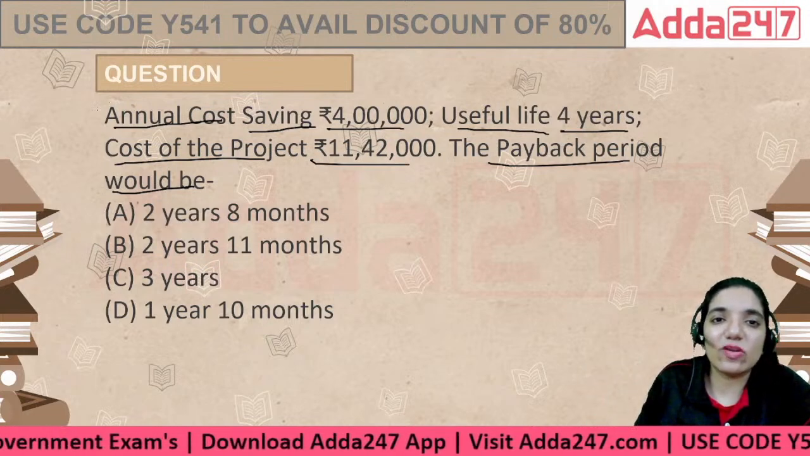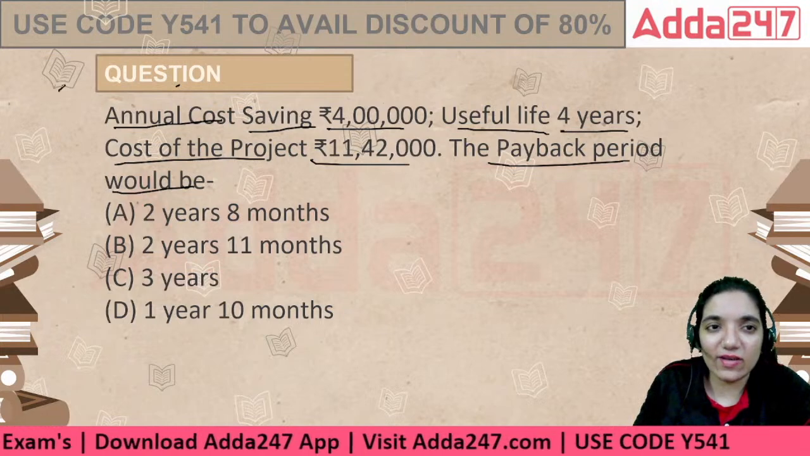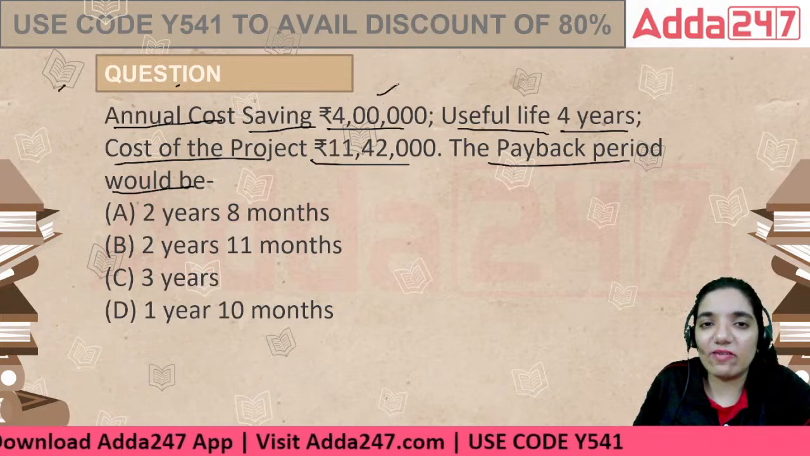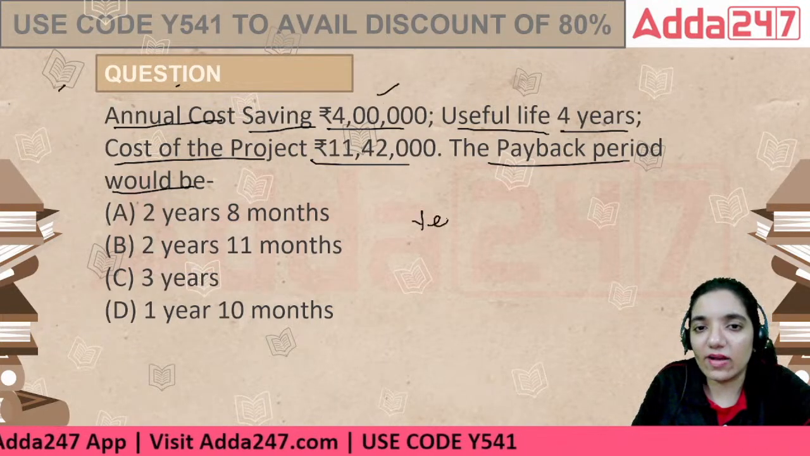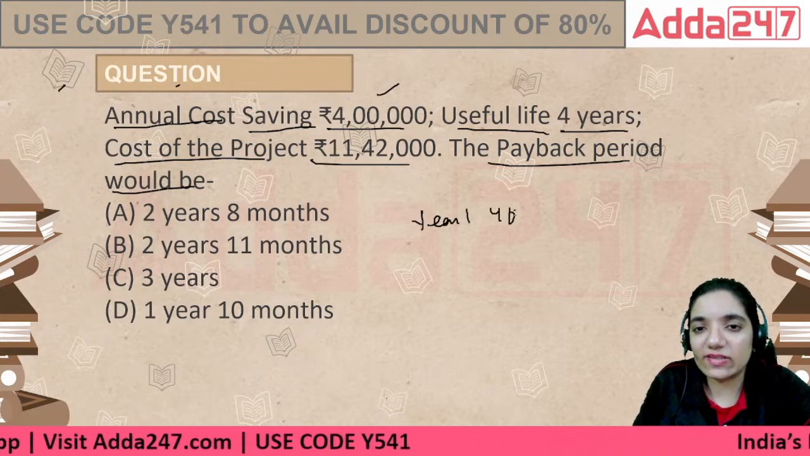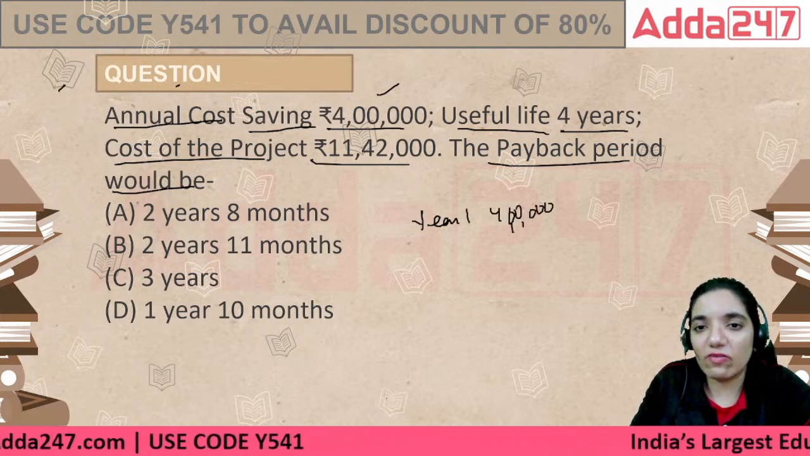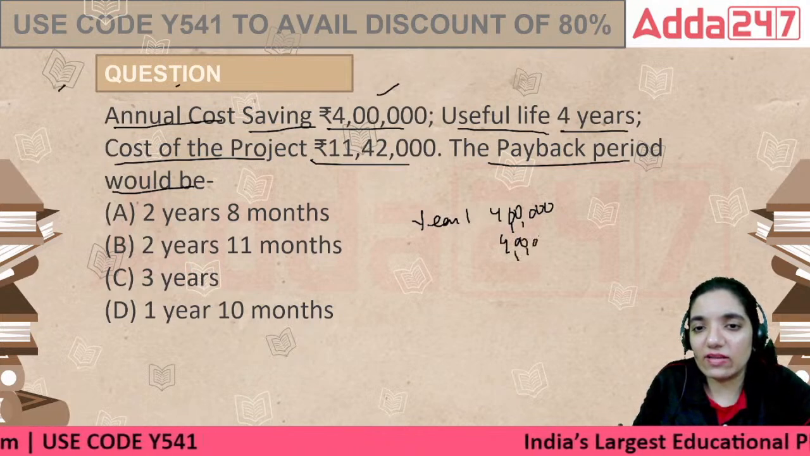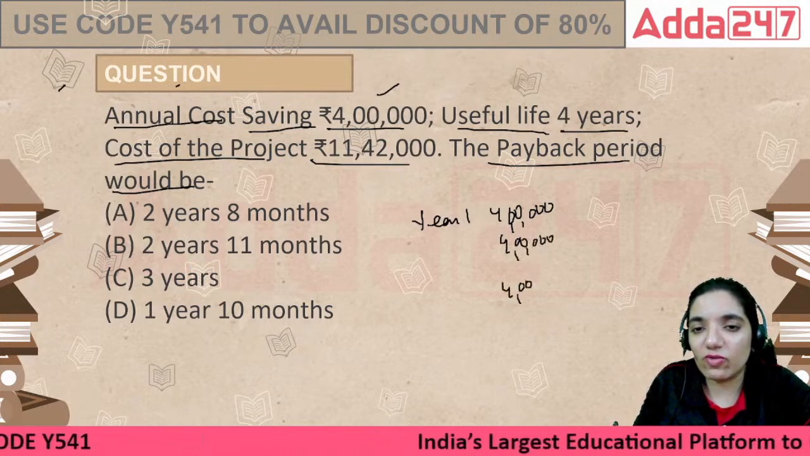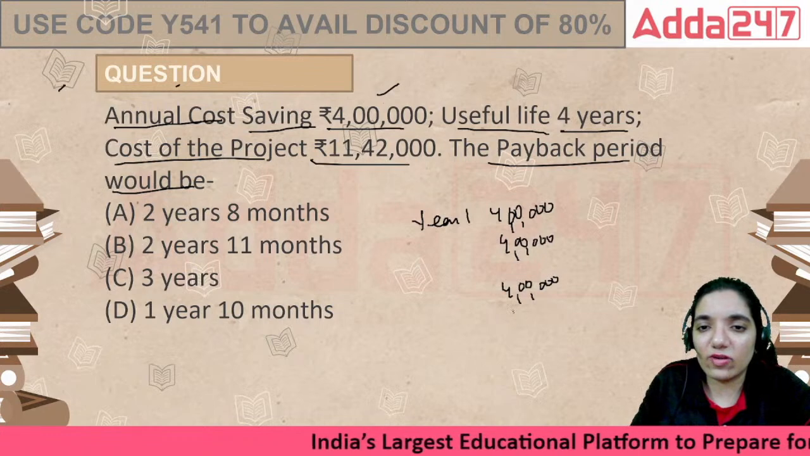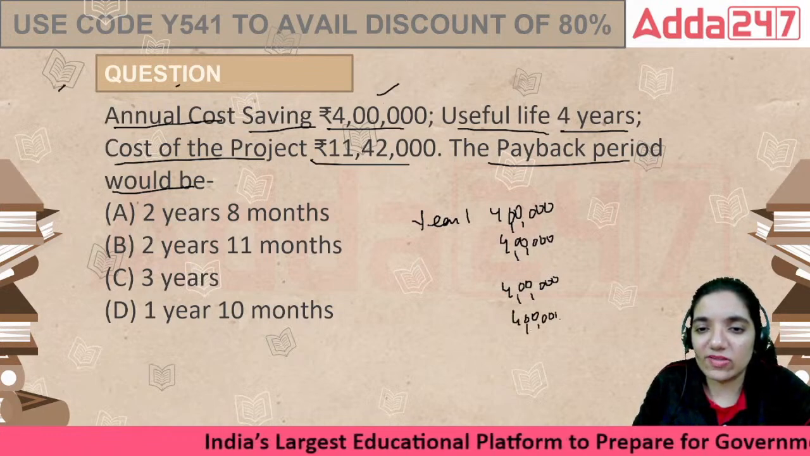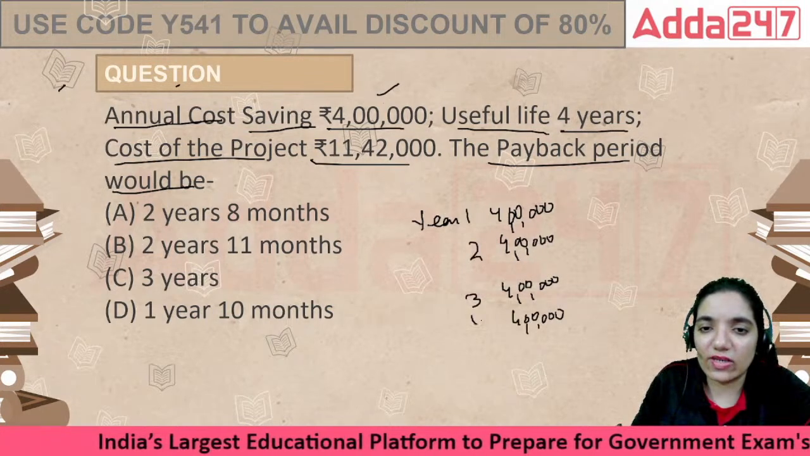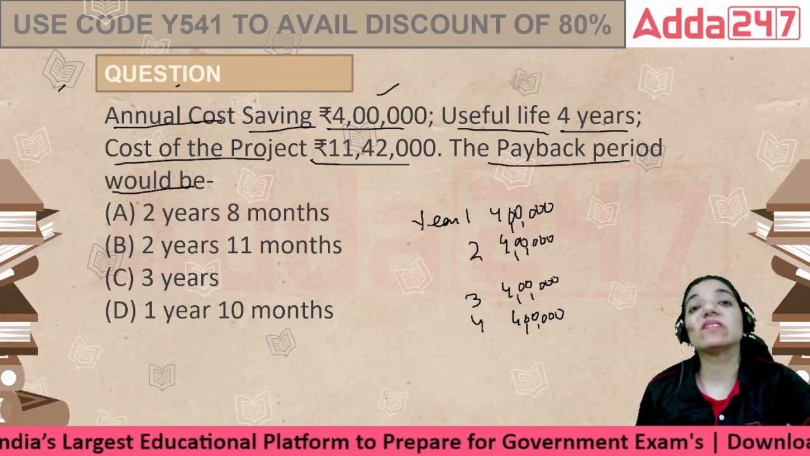Okay, the question says annual cost saving is 4 lakh rupees. Okay, annually we are saving 4 lakh rupees every year. In the year 1 we have saved 4 lakhs, in the year 2 we have also saved 4 lakhs, in the year 3 we have also saved 4 lakhs, and in the year 4 again we have saved 4 lakhs. What's the issue then? It's 1, 2, 3 and 4. What is the payback period?